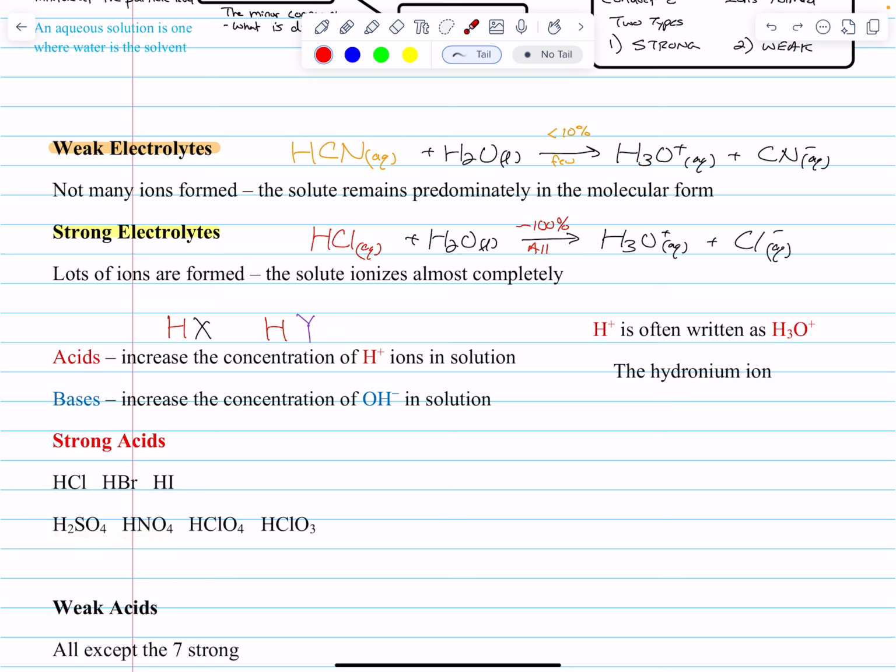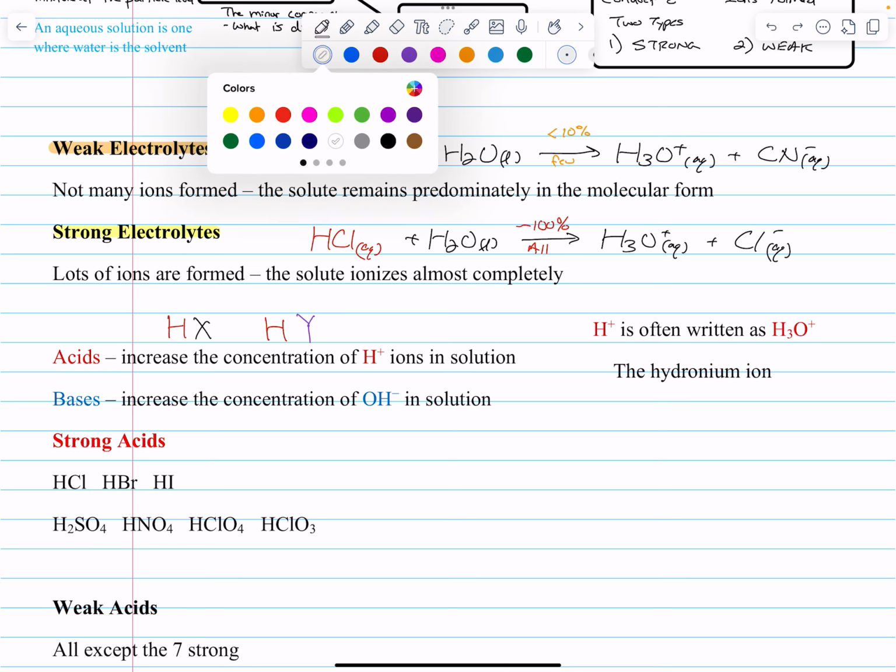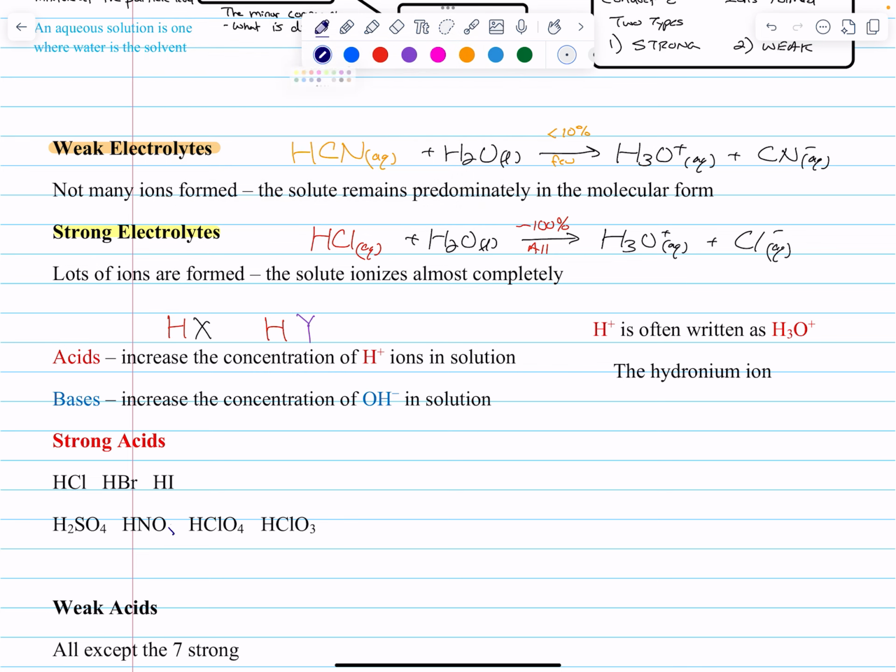And I have a mistake here, I just noticed. This should be NO3. Let me white that out, put a 3 there. Make sure you have NO3. There is no NO4. All right, so those are your strong acids. In my class, there are 7 strong acids.